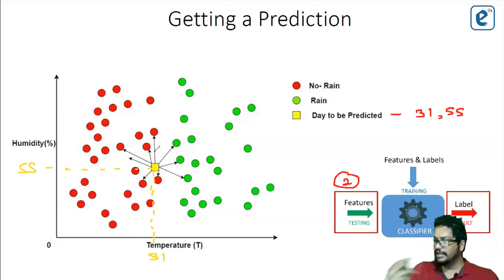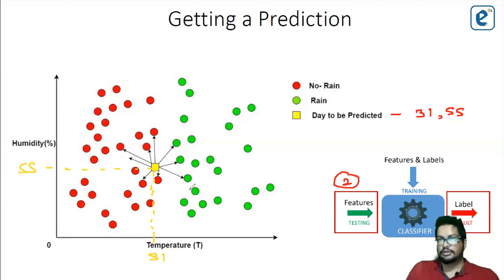So we have the temperature and the humidity in today's data, and we want to predict whether it's going to rain today or not. So what are we going to do? K nearest neighbor. Let's keep the k part aside; we will discuss k later.